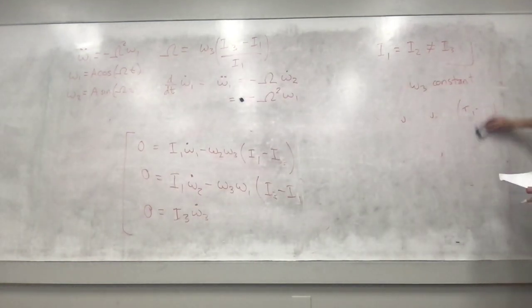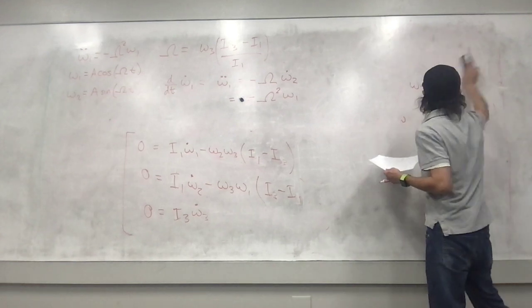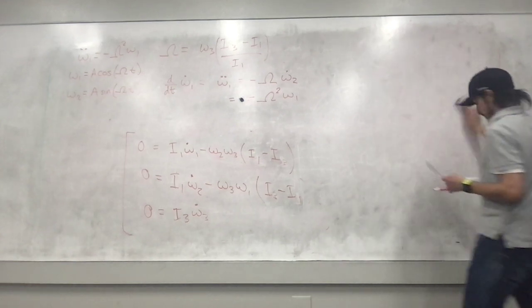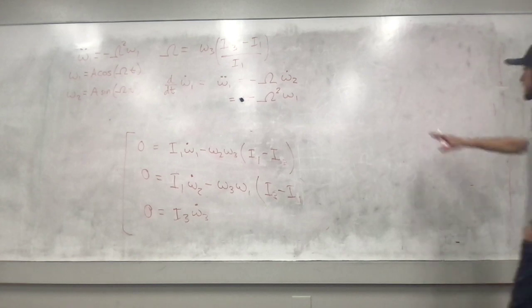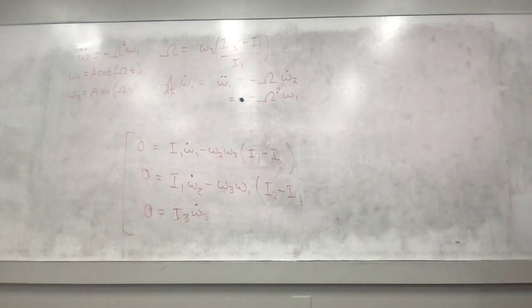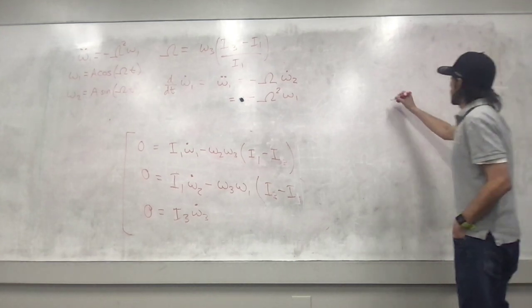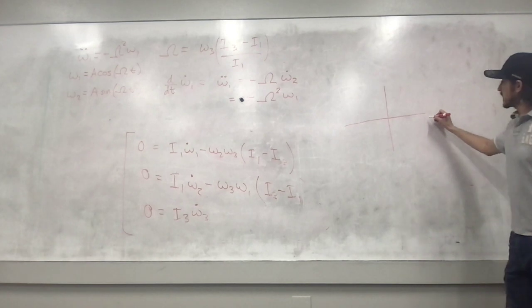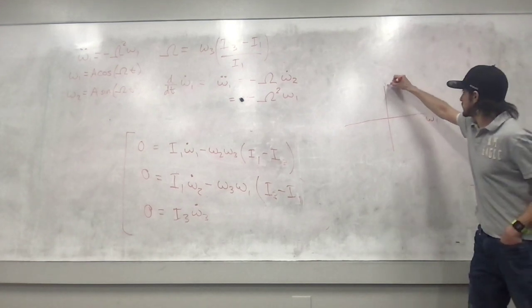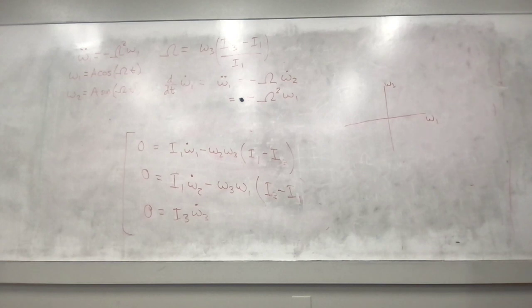So you have a vector that is made out of omega 1 and omega 2. And remember that these are orthogonal, right? So this is the omega 1 axis, and this is the omega 2. And how does it look? The motion with respect to time, or I guess the path.